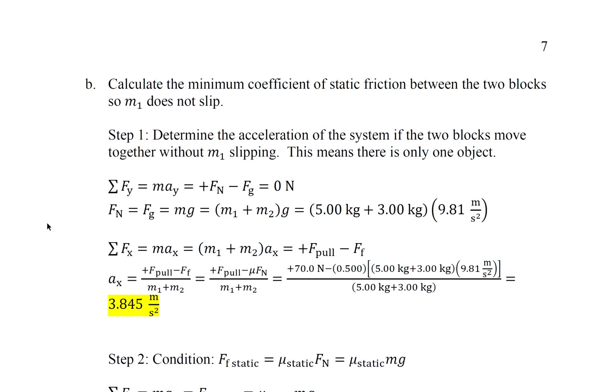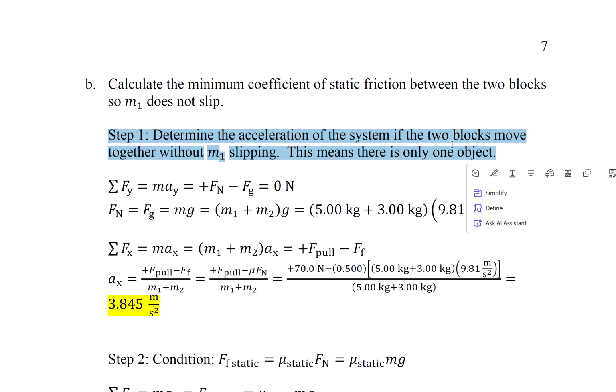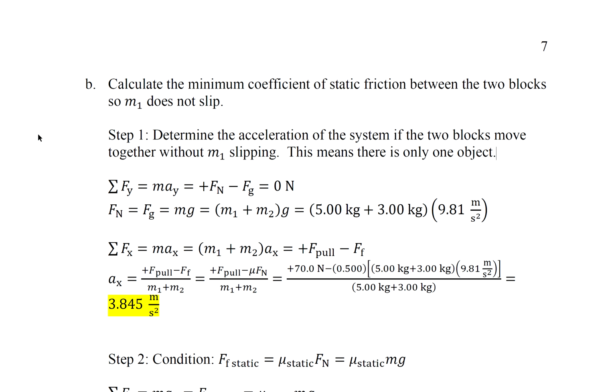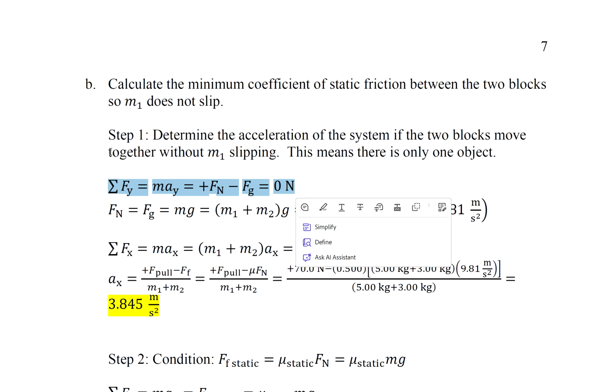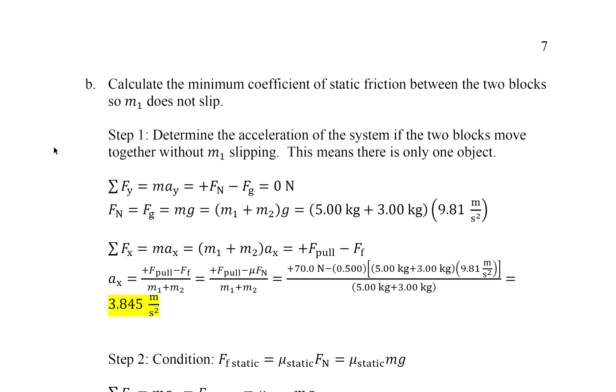Part B, calculate the minimum coefficient of static friction between the two blocks so m1 does not slip. So we want them to move together. So step 1, determine the acceleration of the system if the two blocks move together without m1 slipping. That means there's only one object. So this is sigma F sub y, if there's only one object. So m1 and m2 act as one.